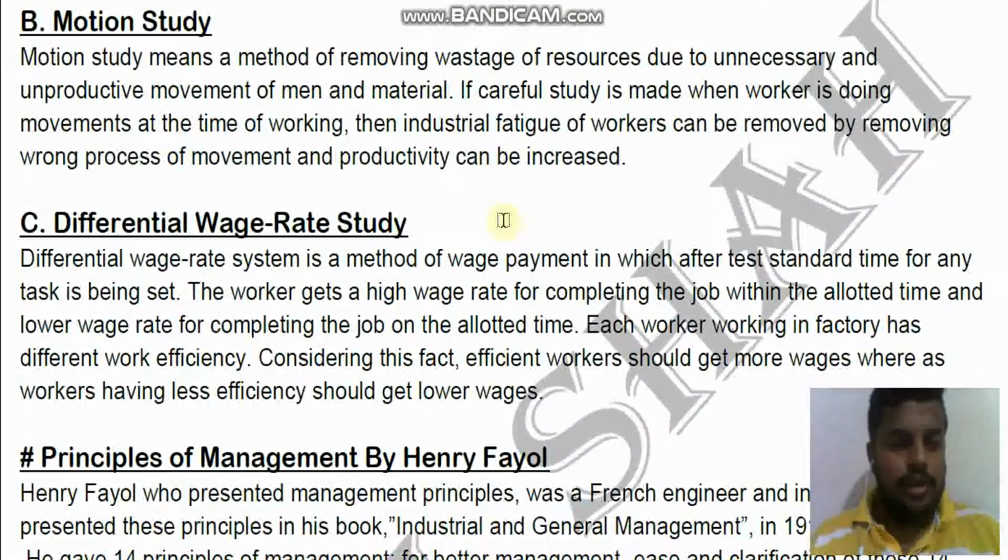Next comes motion study. Motion study means a method of removing wastage of resources due to unnecessary and unproductive movement of man and material. If careful study is made of the worker's movements at the time of working, then industrial fatigue of workers can be removed by removing wrong processes of movement, and productivity can be increased. Motion study is somewhat like time study. In time study, we remove extra time and wastage of time. In motion study, the study is done with the help of video cameras. We keep a watch on the man and material, and extra and wasteful moving of resources is removed by motion study. Clear?